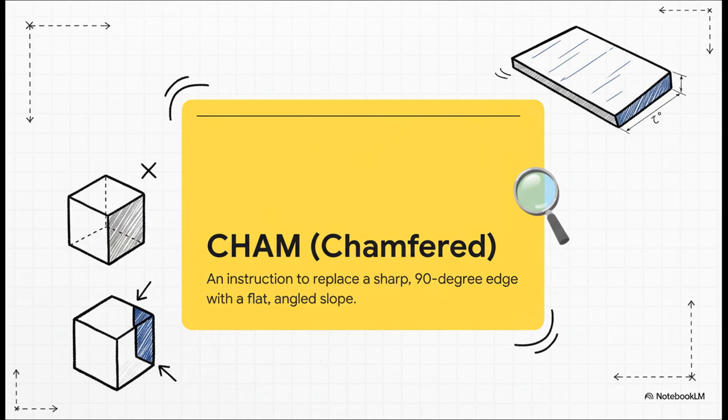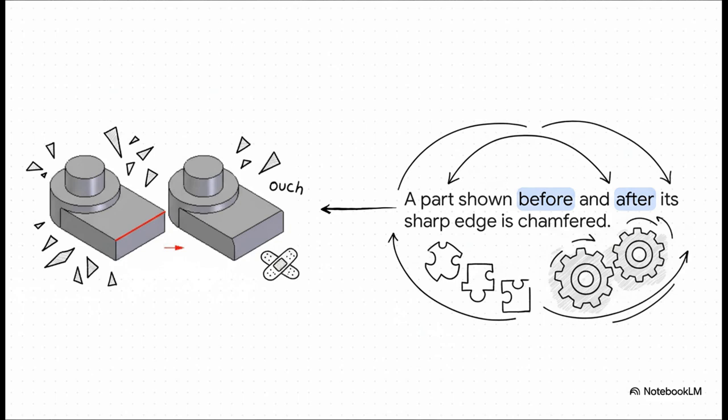This is another one of those simple but really vital instructions. It's basically an order to take a sharp 90-degree edge and knock it down, replacing it with a nice, sloped edge. This has all sorts of benefits for both function and safety. So on the left, you see that sharp, kind of risky corner. But on the right, after the CHAM instruction has been followed, you get this clean, angled surface.